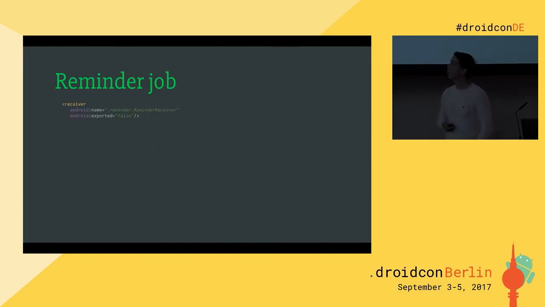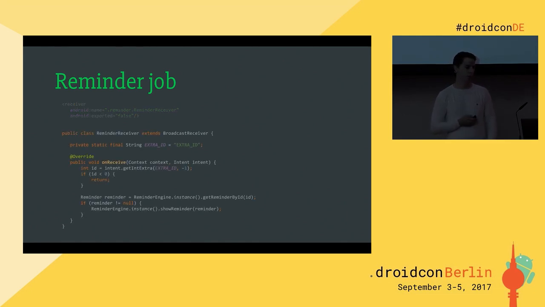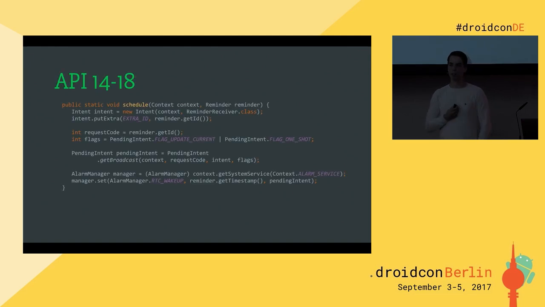OK, first thing we need to do for our reminder job is we create a broadcast receiver. That's really simple. In the end, we create the broadcast receiver and implement the onReceive method. There's nothing fancy here. This is really basic Android stuff, so we skip this. More interesting is how we schedule the alarm in the system.